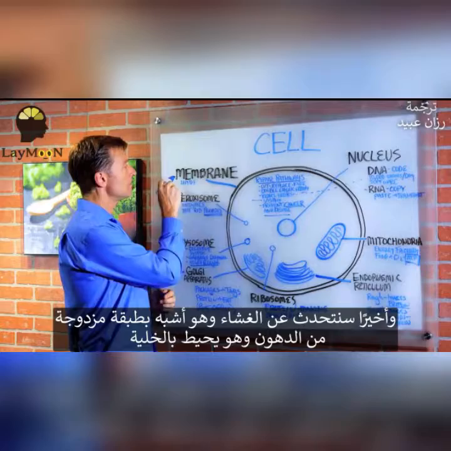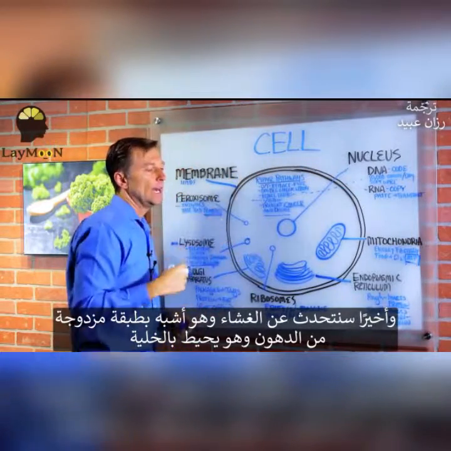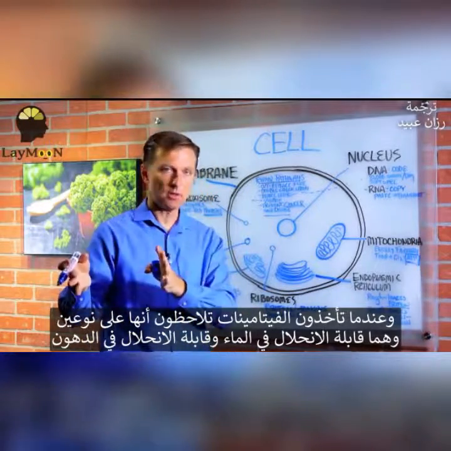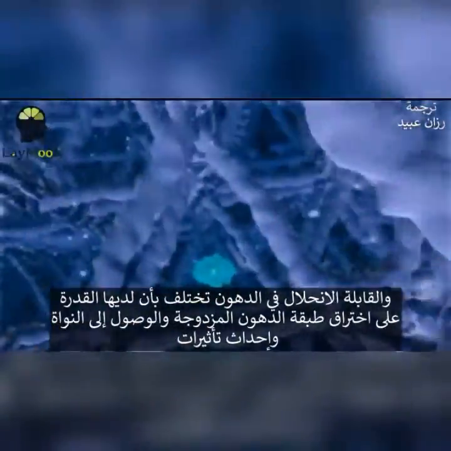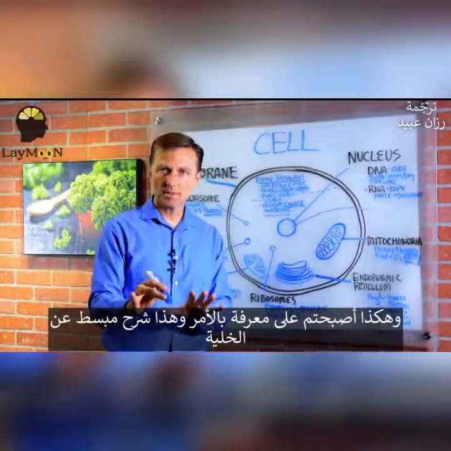And lastly, we're going to talk about the membrane. The membrane is like a double layer of fat that surrounds the cell. And when you take vitamins, you have 2 types. You have water-soluble and you have fat-soluble. The fat-soluble vitamins are different in that they can cross this fat layer and go to the nucleus and create effects. All right, so there you have it. That's the simplicity of a cell.